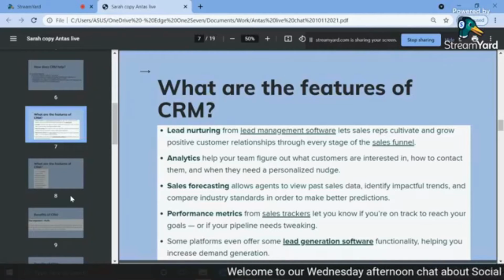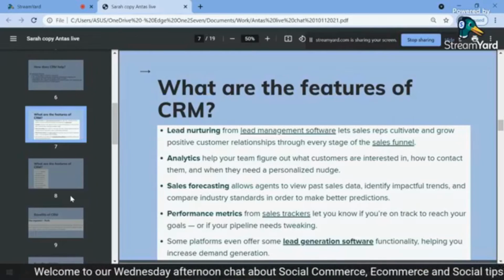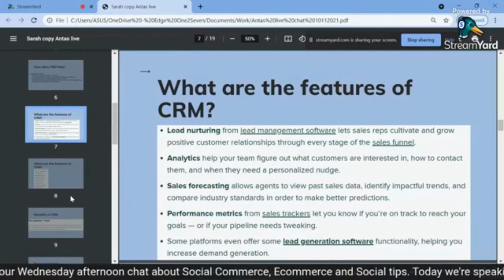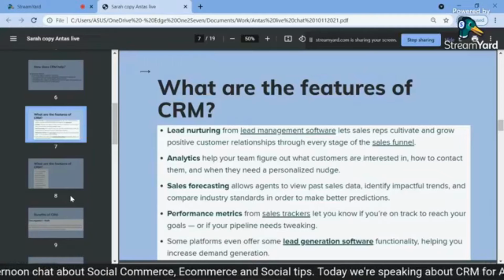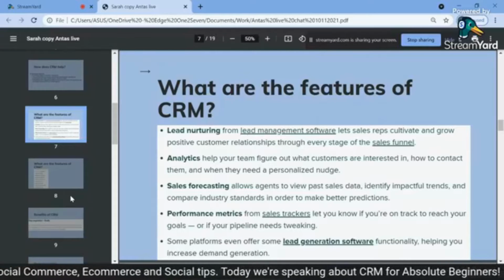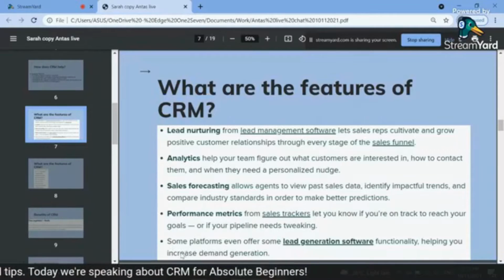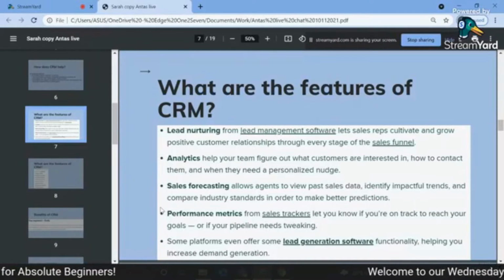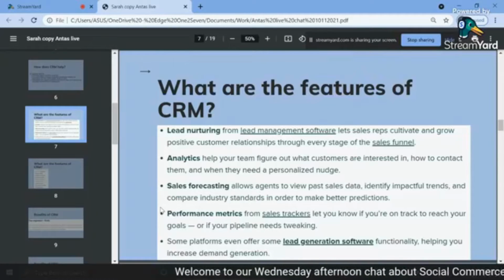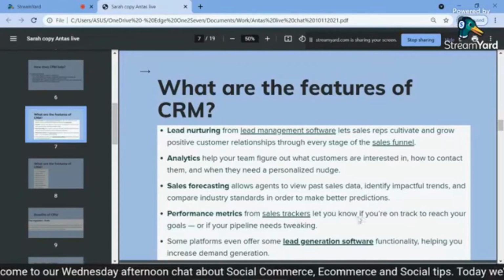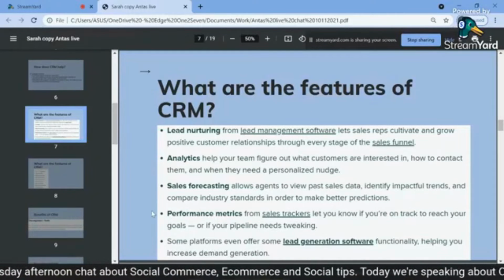Analytics: you can figure out what your customers are interested in, because using the analytics, you have your dashboard, and your dashboard has all the info on what your customers are checking out, what they are clicking on, what they are asking. So you can use all this info. Sales forecasting: you can identify the trends that are happening, and you can make better predictions. Performance metrics: you have sales trackers to know if you are on goal or if your pipeline needs tweaking.